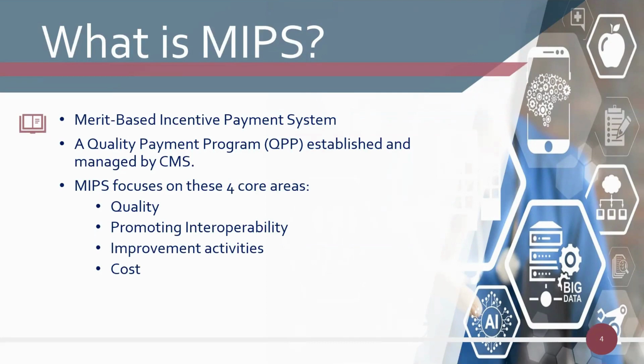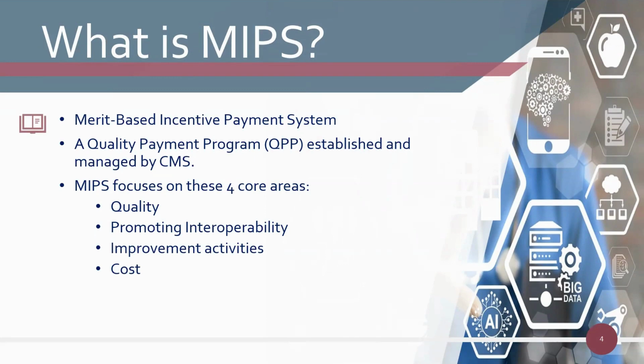Your MIPS performance is measured across 4 areas, which are quality, promoting interoperability, improvement activities, and cost. The quality performance category assesses the quality of care you deliver based on the performance measures created by CMS. The promoting interoperability performance category promotes patient engagement and the electronic exchange of health information using a certified electronic health record technology. A defined set of promoting interoperability objectives and measures will be reported for this category.